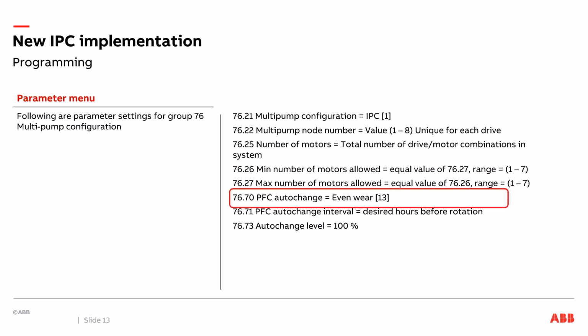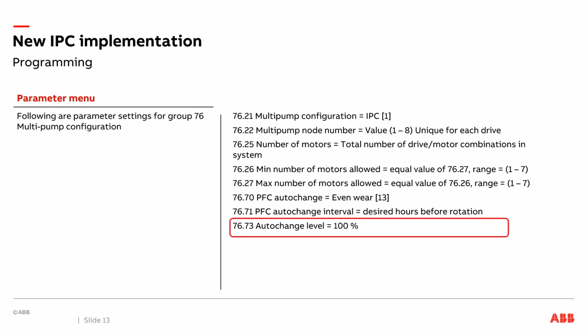The next parameter I want to discuss is 7670. This is how the system will automatically rotate the drive motor combinations. This is especially important in a pumping system where you want to make sure maybe you don't damage a pump by having a seal dry out because the pump hasn't been running so many hours or so many days. So my recommendation is just leaving the default set to even wear, and then just adjusting as necessary the number of hours before rotation. The last parameter here is 7673.